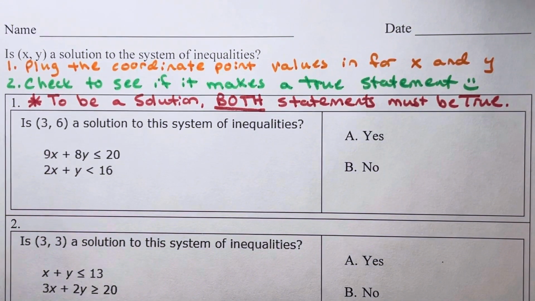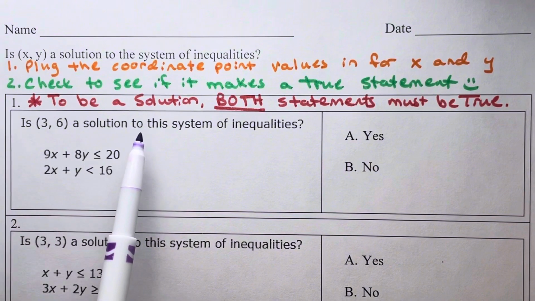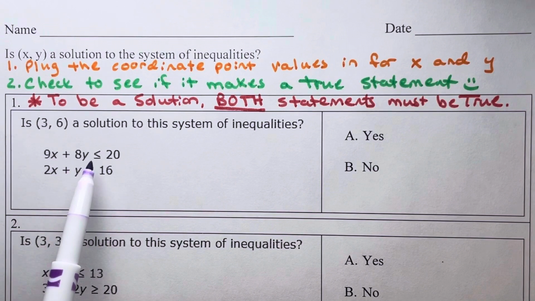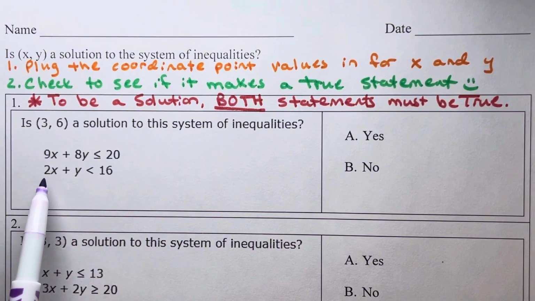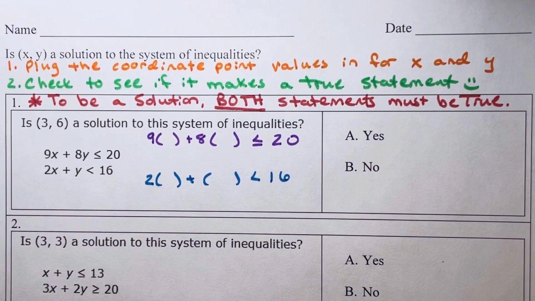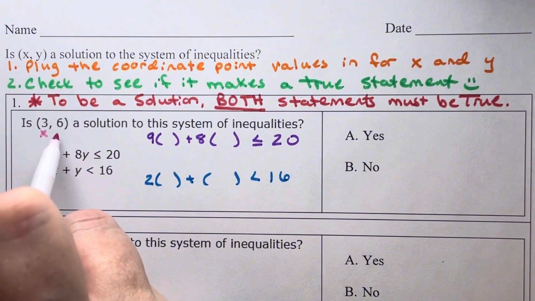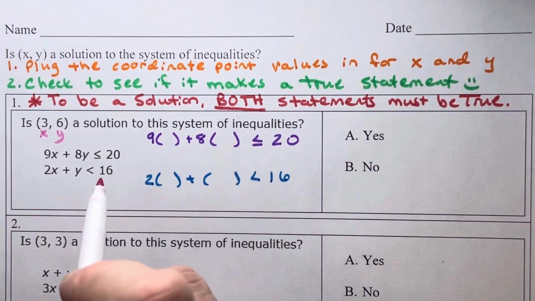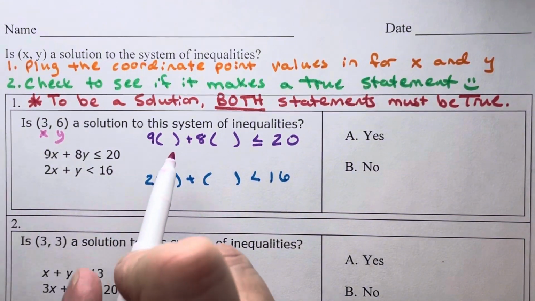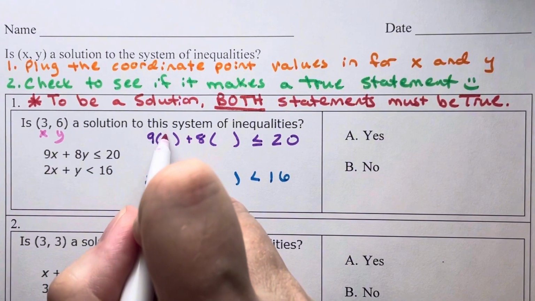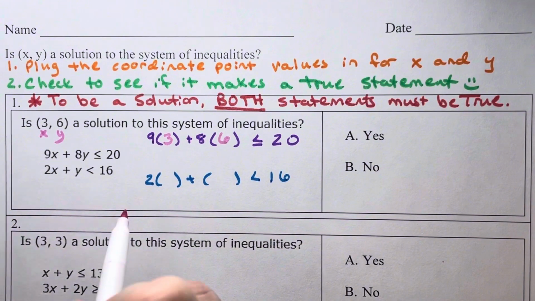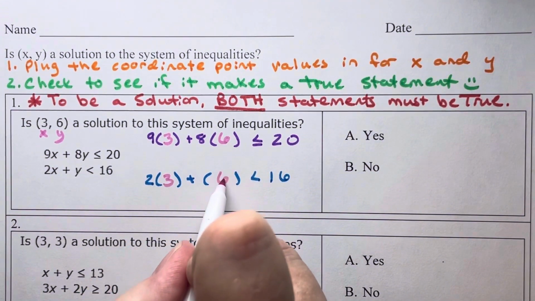Example 1. Is the coordinate point (3, 6) a solution to this system of inequalities where 9x plus 8y is less than or equal to 20 and 2x plus y is less than 16? We start this process by remembering that our coordinate points are always in the order of x and then y. Afterwards, we place the values of our coordinate point into our inequality, where we have 3 for the x and 6 for the y. And we do that for both of our inequalities.